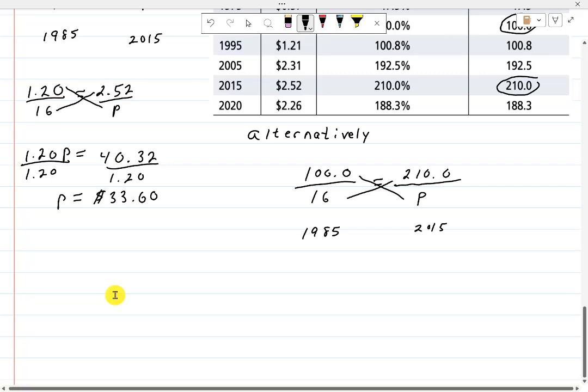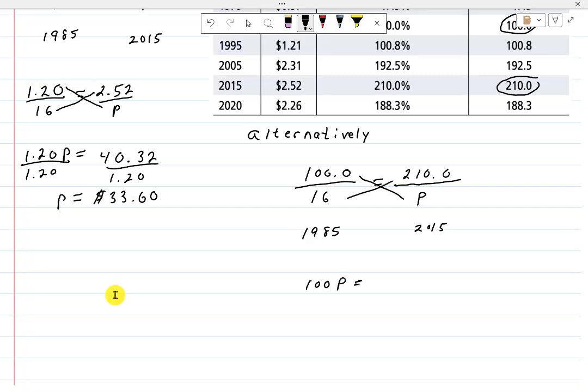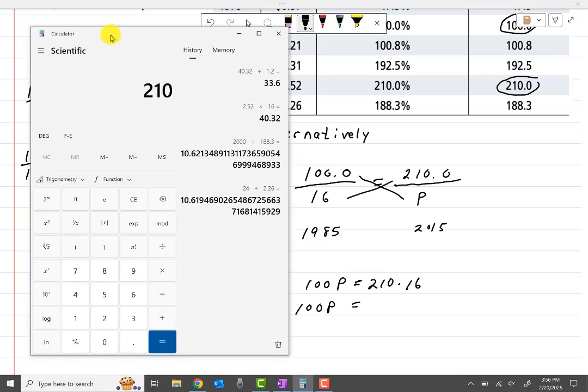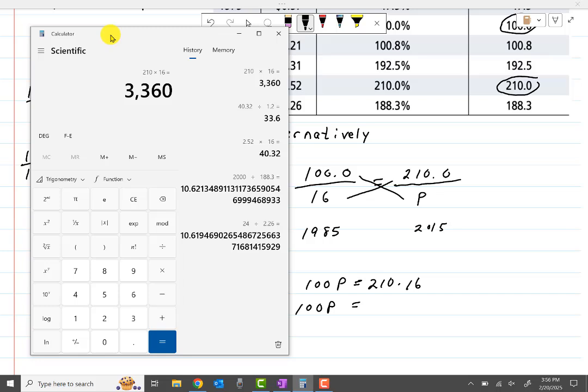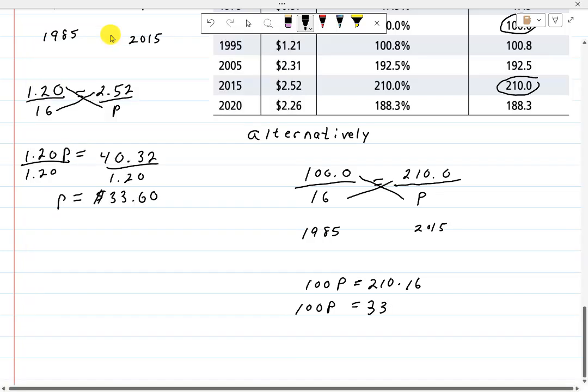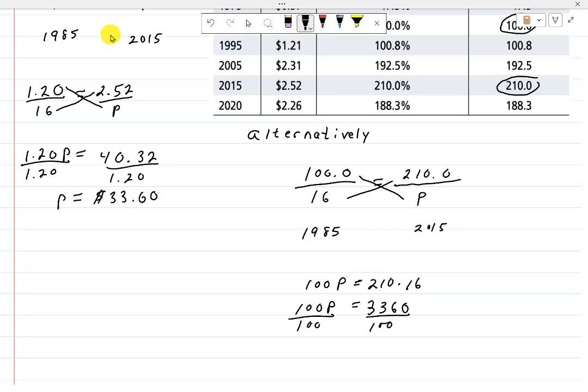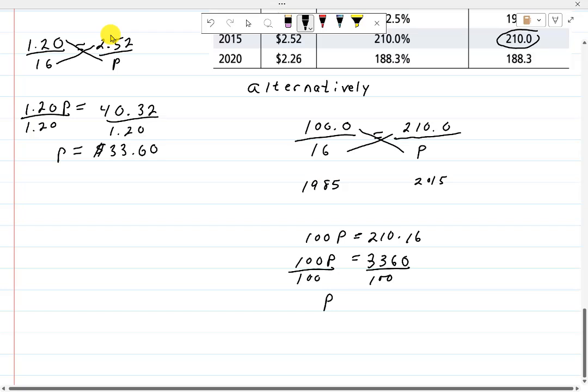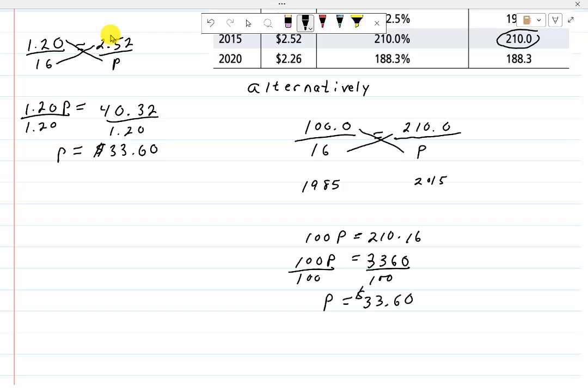Cross multiplying, let me go down here, I'll get 100p equals 210 times 16, which is $33.60, and then divide by 100, and you'll see you get the exact same answer, although that's not guaranteed to happen every time. And then just don't forget to put your dollar signs at the end of all of it.